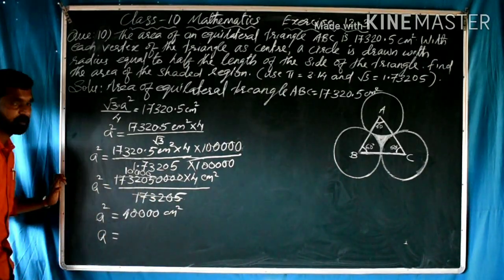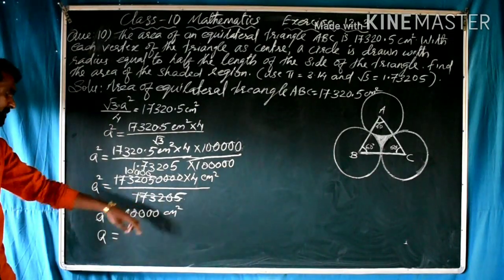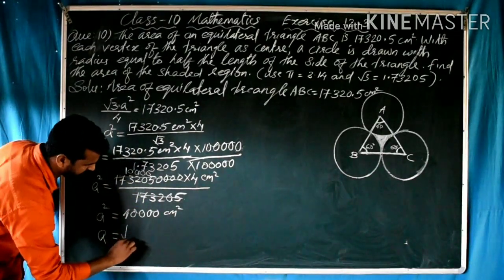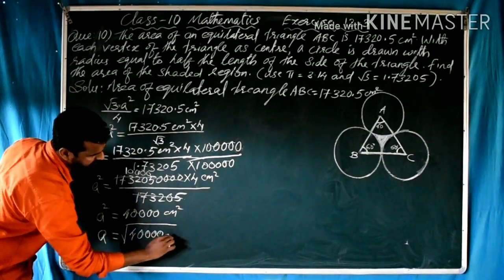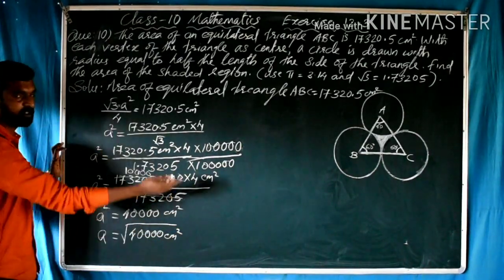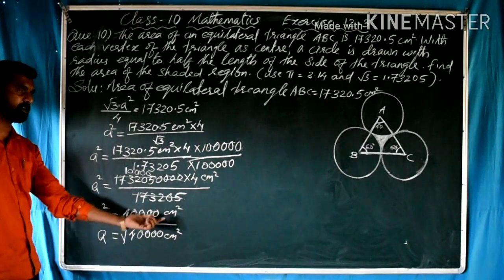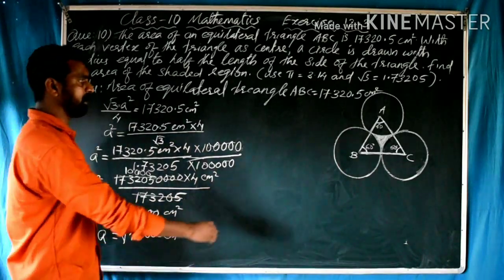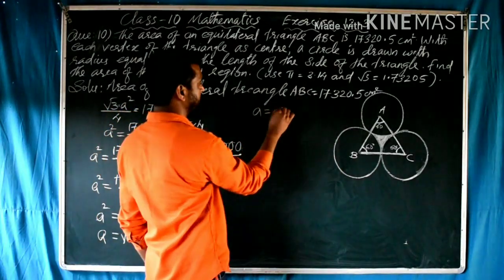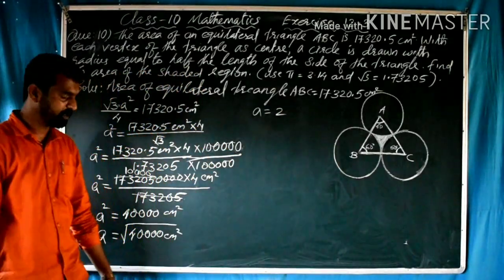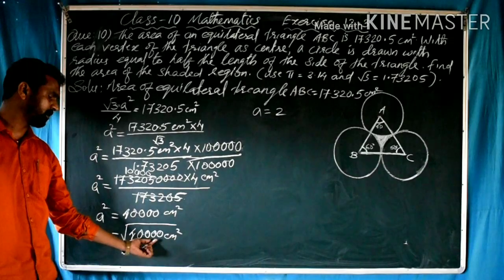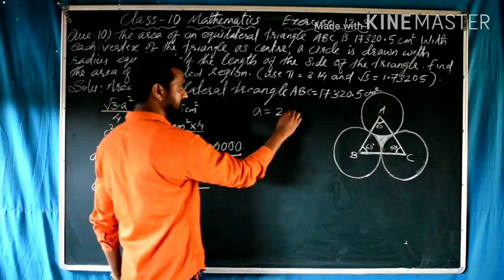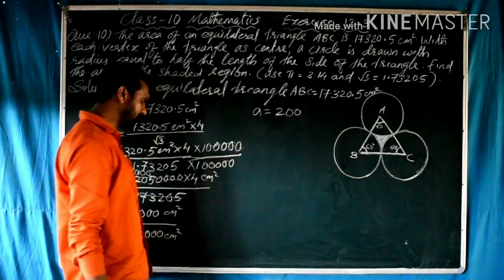A is equal to, we know that if we are transposing the square to the right side, it will become the square root of 40,000 centimeter square. Square root of 4, what is the value of the square root of 4? Therefore A is equal to, the square root of 4 is 2. Then how many zeros are there? 4 zeros are there. When we are finding the square root, 2 zeros will come. Or we can factorize this one.